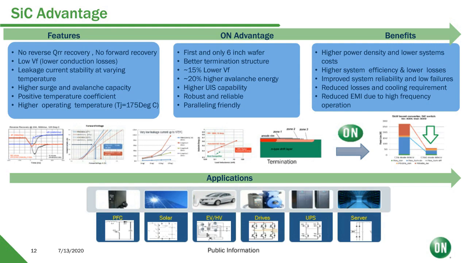And then in terms of how ON plays into this, we are manufacturing only on 6-inch wafers, and I'll discuss that a little bit later on. We have a patented termination structure, and you'll see from ON's strategy that we are really focused on creating robust and reliable silicon carbide devices. We see this as a distinguishing factor in the market and a way to eliminate field failures, and that will further accelerate the adoption of silicon carbide, as robustness of silicon carbide is a major concern.